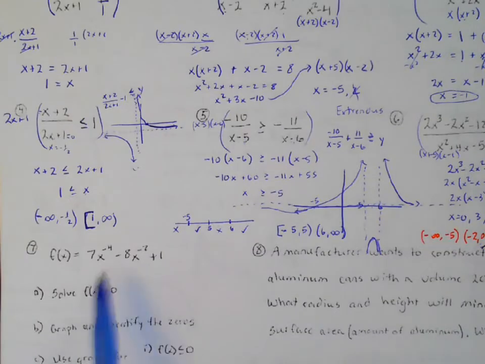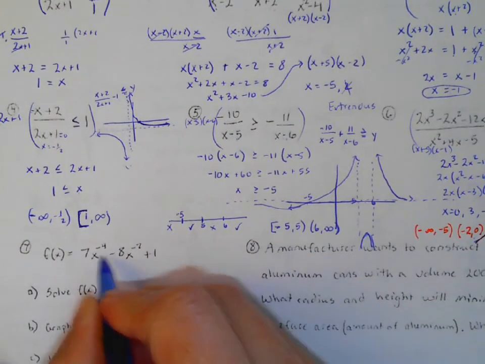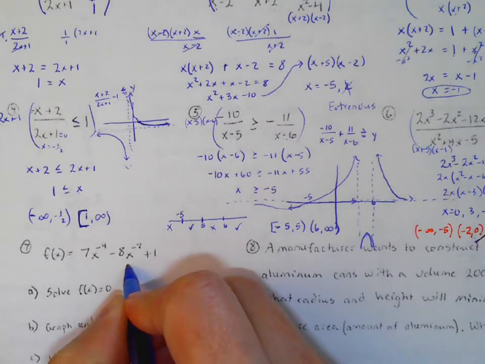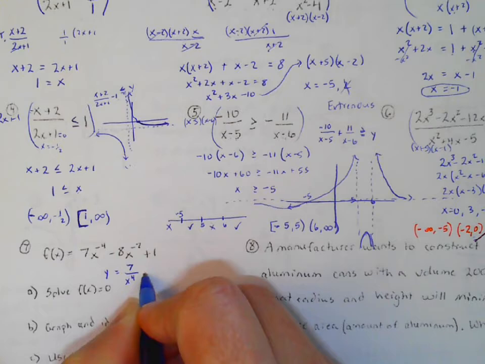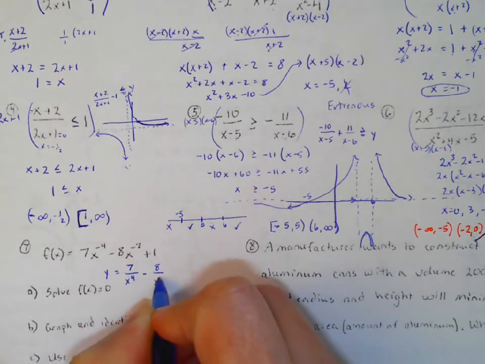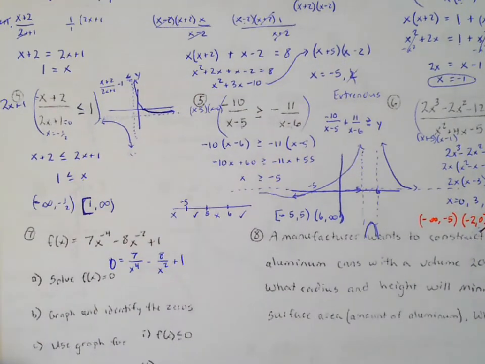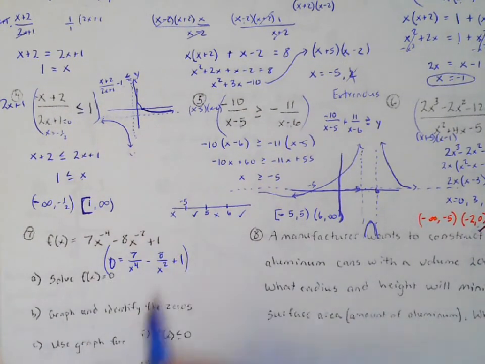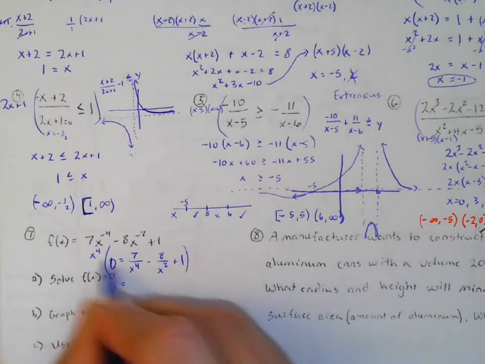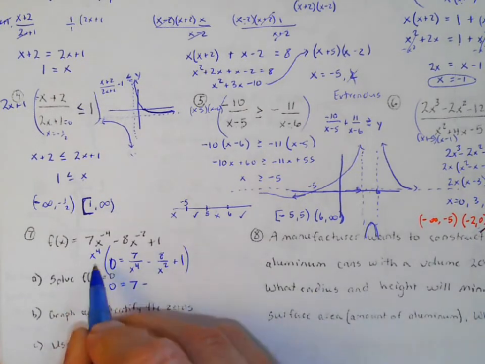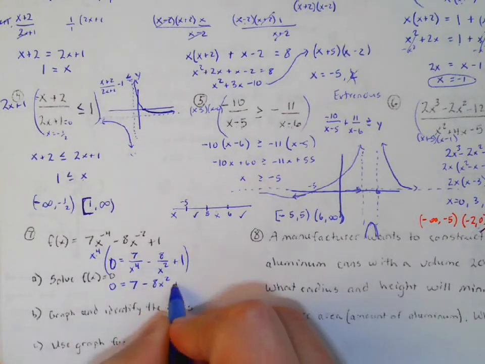Next problem. If you remember back, negative exponents means 1 divided by it, so this is the same as y equals 7 over x to the 4th minus 8 over x squared plus 1. We want to know where this is equal to 0, so we want to solve this. So I'm going to multiply by x to the 4th. X to the 4th times 0 is 0. X to the 4th cancels, so I have the 7. X to the 4th over x squared is 8x squared. And then I have plus x to the 4th.